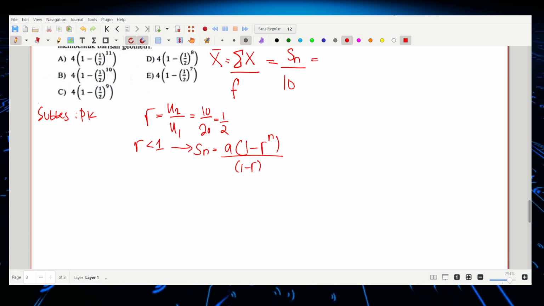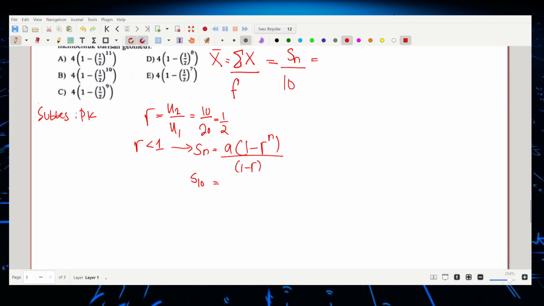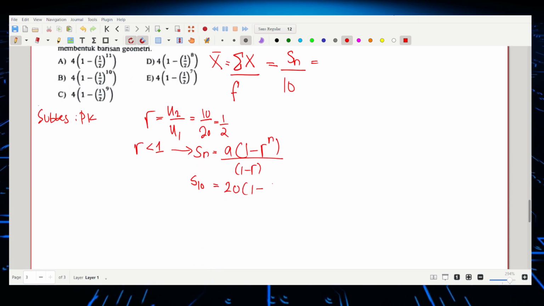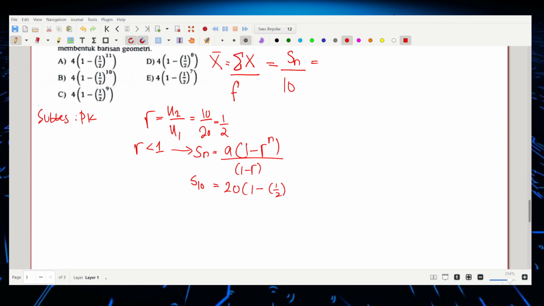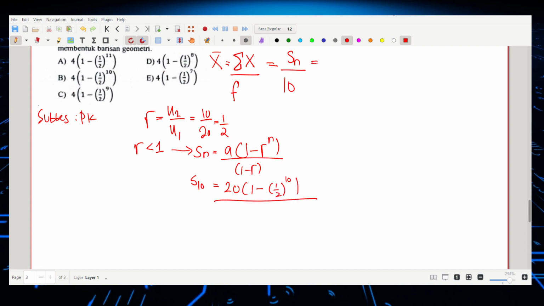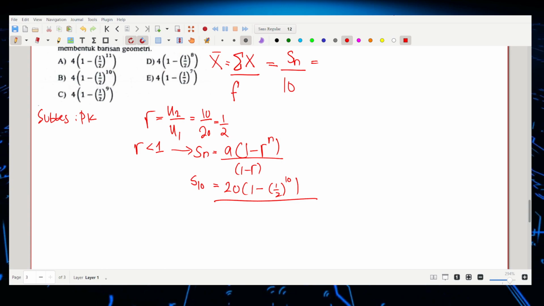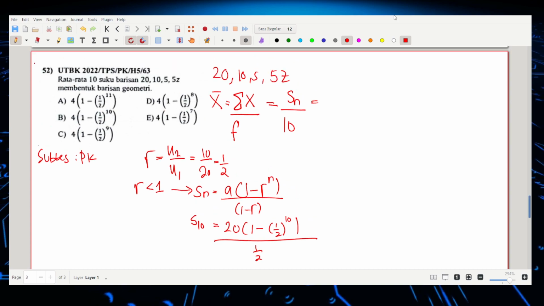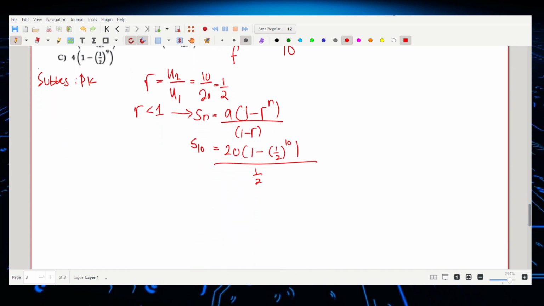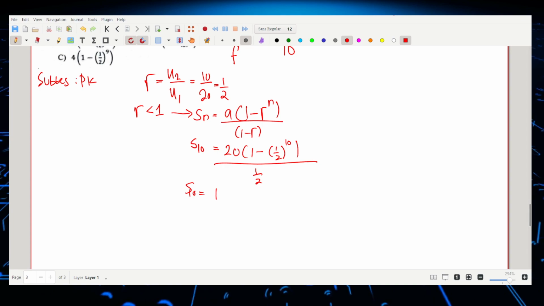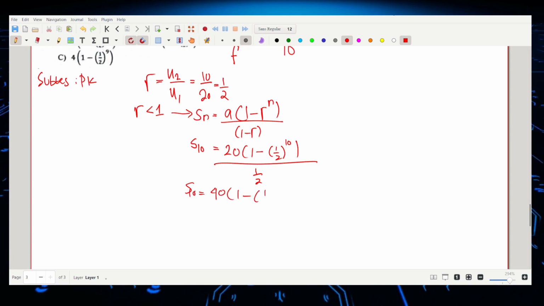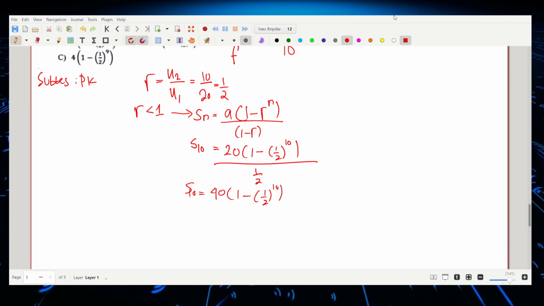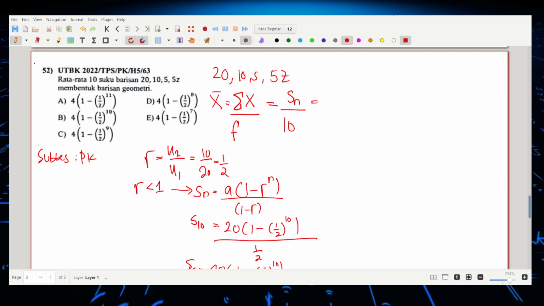And for the first 10 terms, S10 is equal to A, which is 20, times 1 minus a half to the power of 10, divided by 1 minus r, which is 1 minus a half, and that would be a half itself. So S10 would be 40 times 1 minus a half to the power of 10. Now we have the value for Sn.